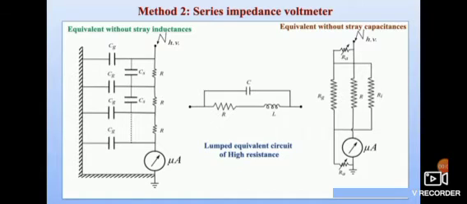The center figure shows the lumped equivalent circuit with resistance, inductance and capacitance. It has a high value of resistance. The first figure shows the equivalent without stray inductance. By using a guard ring, the stray capacitance can be removed. The last figure shows the equivalent circuit without stray capacitance. The resistance Rg is the guard ring resistance and the insulated resistance is represented by Ri. They are shielded by the high resistance.